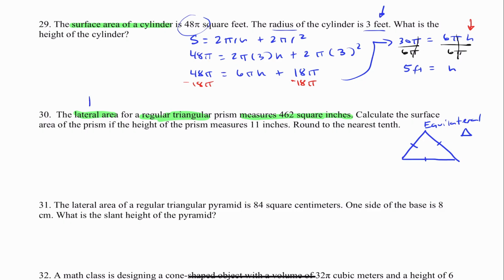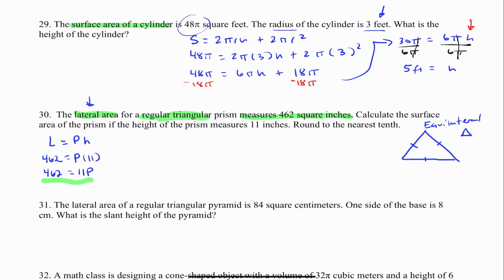So lateral area. So L, which means lateral area, equals the perimeter of the base times the height of the prism. So we know that the lateral area is 462. We don't know what the perimeter of the base is. Again, the base is an equilateral triangle, so we're going to leave that alone, times the height of the prism, which is 11. So I can rewrite this as 462 equals 11p. Okay, so let me hold onto this for now, because it says calculate the surface area of the prism if the height of the prism measures 11 inches, right?